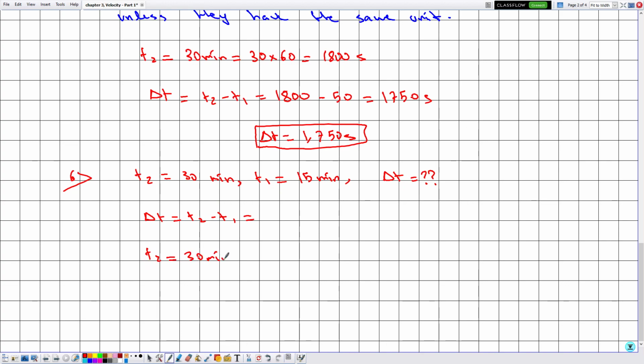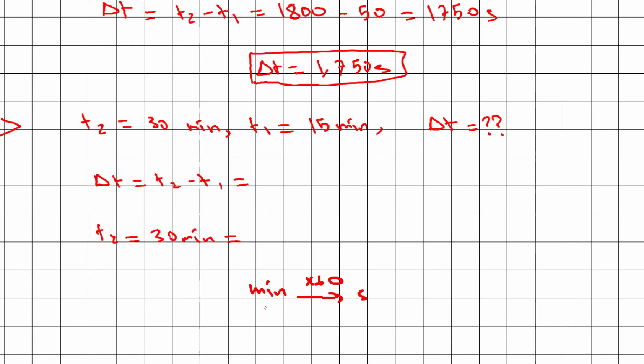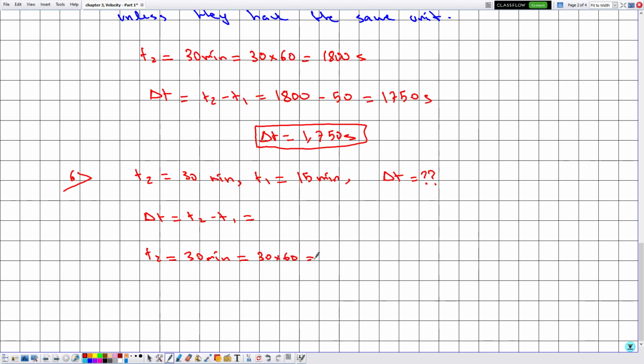Then 30 minutes. In order to convert from minutes to seconds, we multiply by 60. Then 30 multiplied by 60 is equal to 1800 seconds. Now converting T1 into seconds, which is equal to 15 multiplied by 60, which is equal to 900 seconds. Therefore, in this case, the duration delta t is equal to T2 minus T1, which is equal to 1800 minus 900. Plugging this on the calculator, then the value of delta t is given by 900.